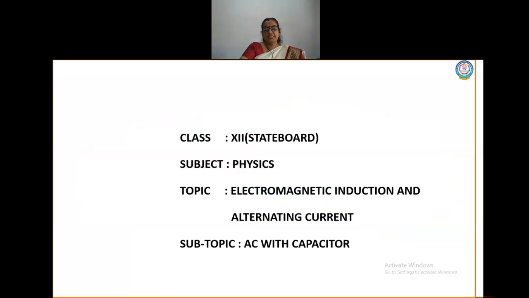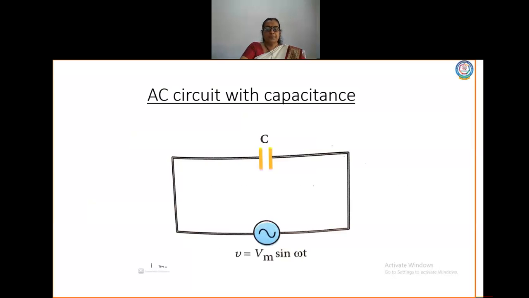Today we are going to learn 12th standard state board, chapter number 4, electromagnetic induction and alternating current. And in that we are going to learn AC circuit with capacitor. So this is the circuit diagram of an AC source which is connected to a capacitor of capacitance C.